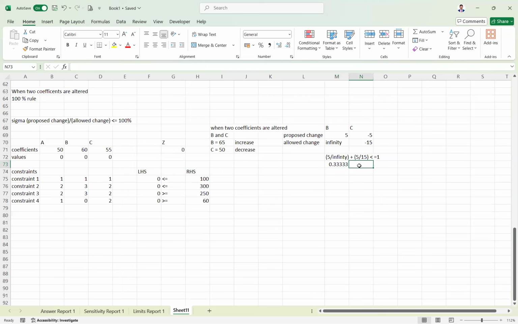So this is obviously less than 100%. Just change it into percentage. 33% is less than or equal to 100%. So the 100% rule is satisfied. Now, this being satisfied means what happens? Even when the coefficients are changed by these values, the optimal solution remains the same.